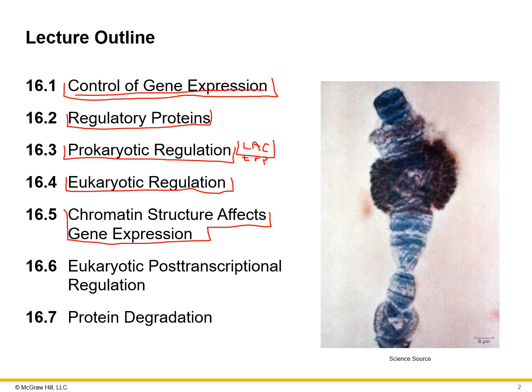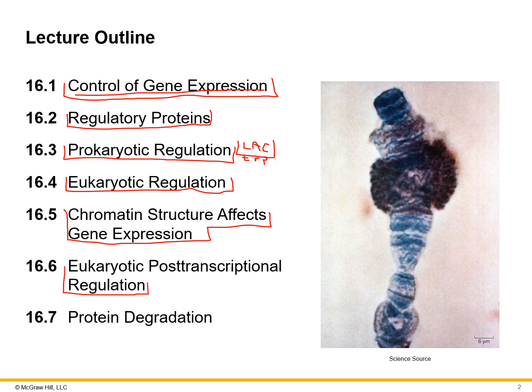And if, for example, your genetic material for a gene is wound up around a histone, then the enzymes that are necessary for transcription and translation can't access that DNA, and therefore the gene won't be transcribed and translated. So structure of chromatin plays a huge role in the expression of eukaryotic genes.